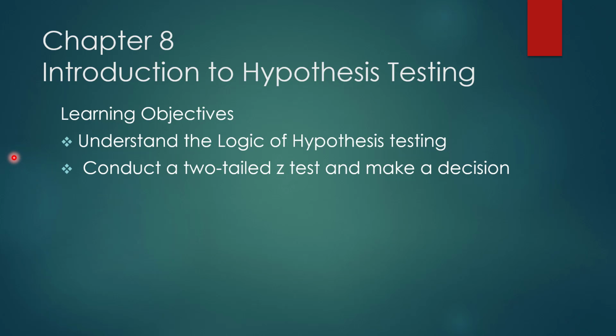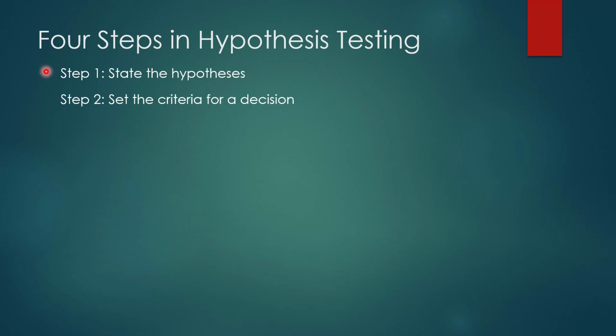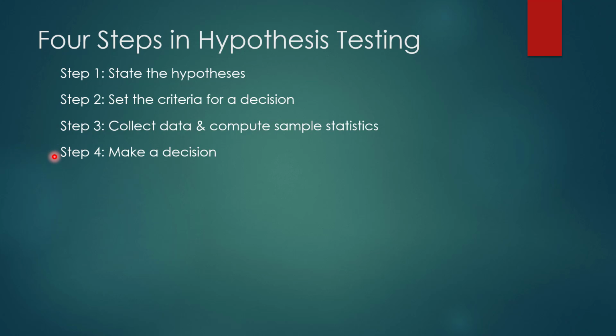Hello, in this video we're going to continue on with Chapter 8 in our Introduction to Hypothesis Testing. We're going to continue on understanding the logic of hypothesis testing, and we're going to conduct a two-tailed z-test to make a decision. If you remember, in the last video we went over the first two steps in hypothesis testing, which was to state the hypothesis, our null and alternative hypothesis. And then we also set the criteria for the decision, which was our alpha level or our significance level. In this video, we're going to collect data and compute our sample statistic, and then we're going to make a decision.